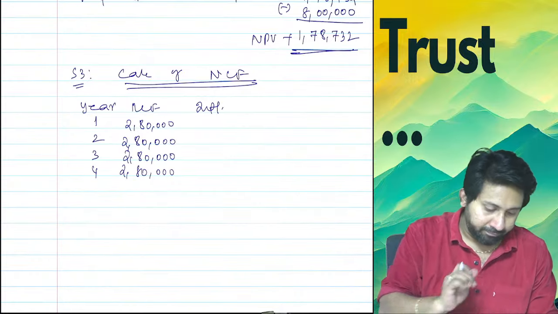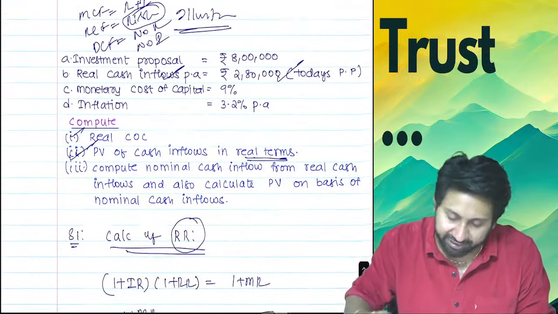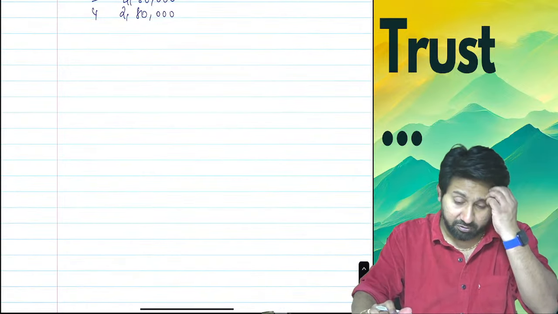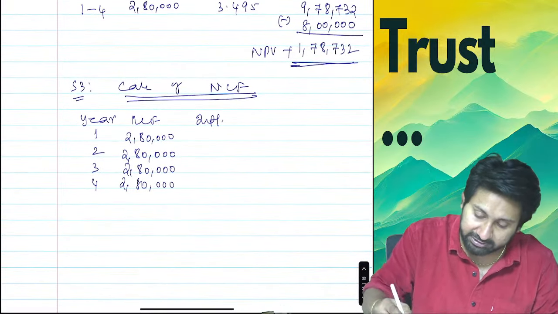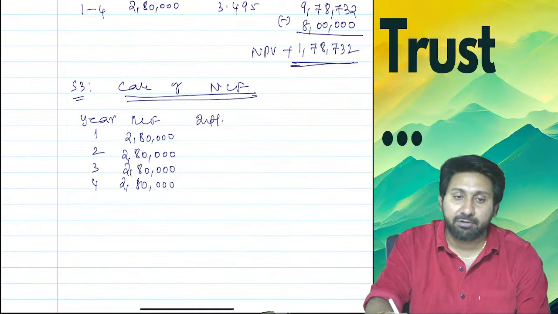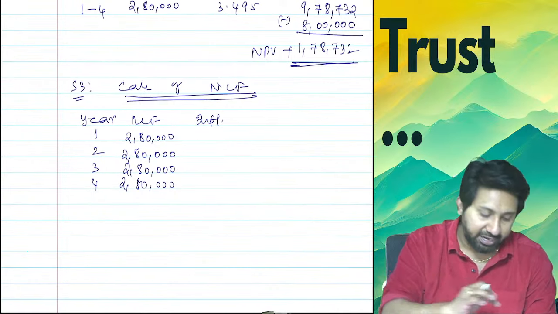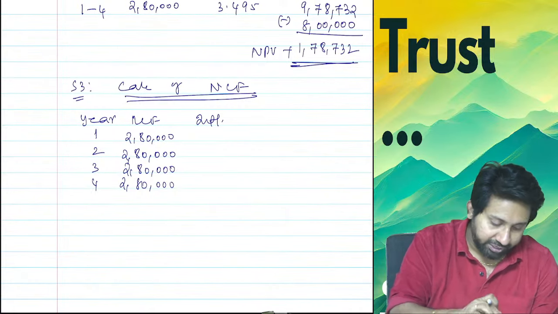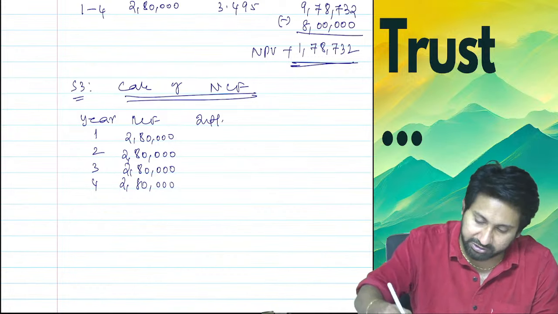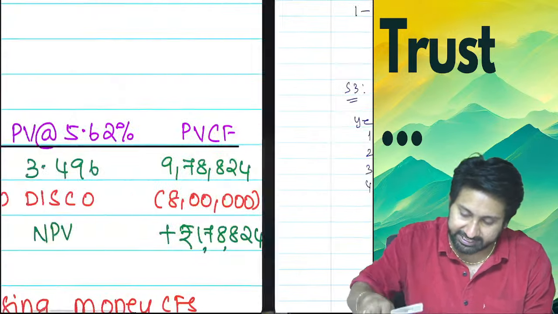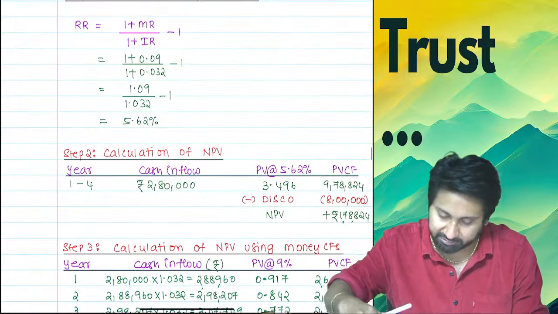Inflation amount. Okay. How much is the inflation rate? 1.032 is the inflation. 1.032 means if a product is available at 2,80,000 today, that will not be available at 2,80,000 after 1 year. 2,80,000 into 1.032, how much will it become? 2,88,960. In simple language, I can tell this.